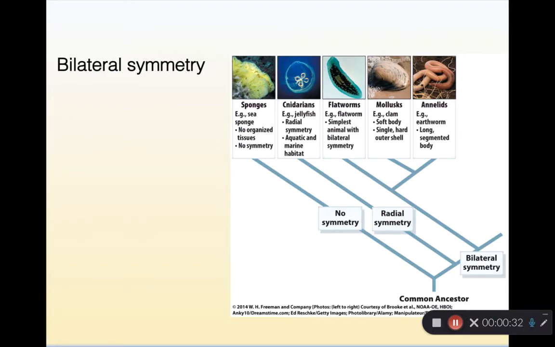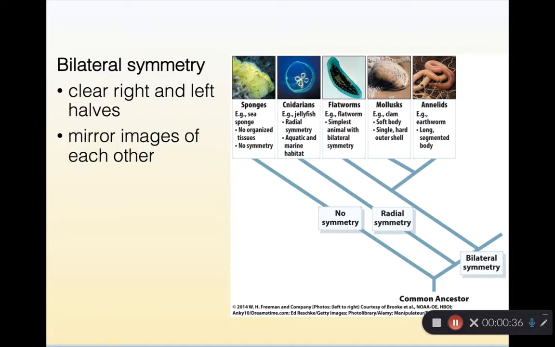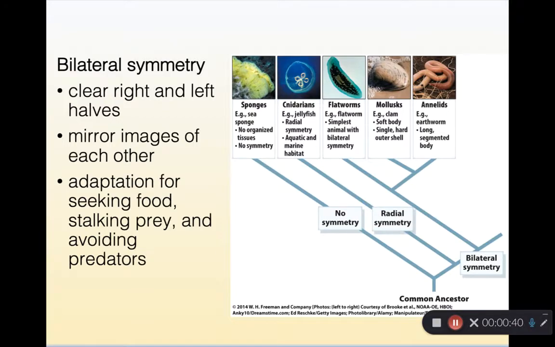So again, bilateral symmetry are organisms that have no clear right or left halves, and they're mirror images of one another. So you can basically slice it down the middle and have a mirror image of one another. And this is where we really start to get more complex behaviors that we start to associate with quote unquote higher level mammals or higher level animals.